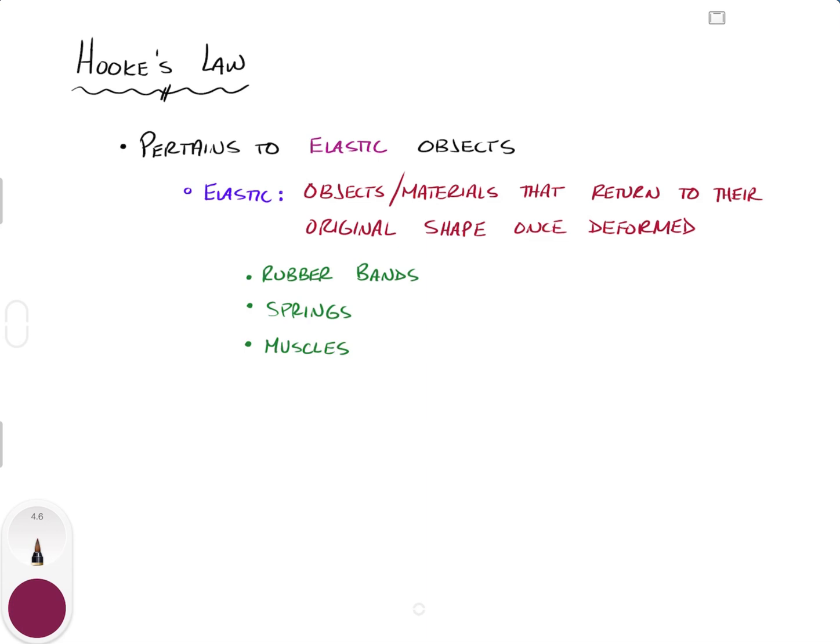To understand Hooke's law, we first have to realize that it only pertains to elastic objects. Elastic means objects or materials that will return to their original shape once deformed. You pull a rubber band apart, you let go, it returns to its original shape. Springs are the same way, like rubber balls. Anything that can deform but then return to its original shape is considered elastic. Your muscles are other elastic materials. It's why we can be as athletic as we are as humans.